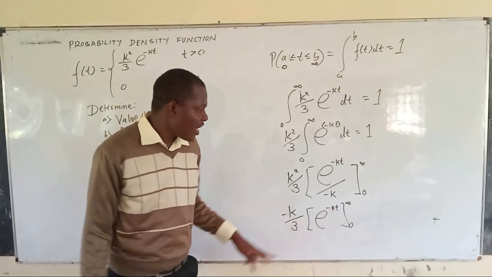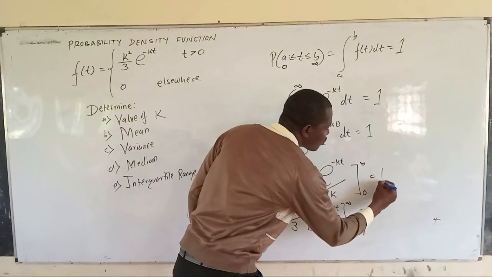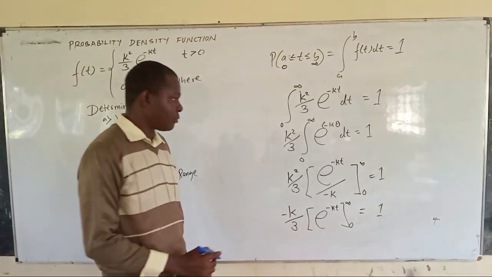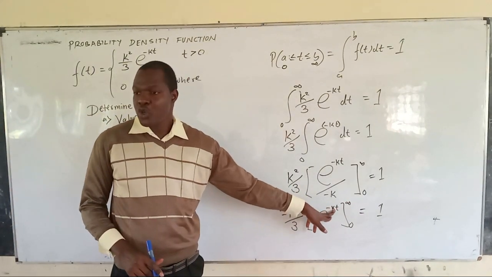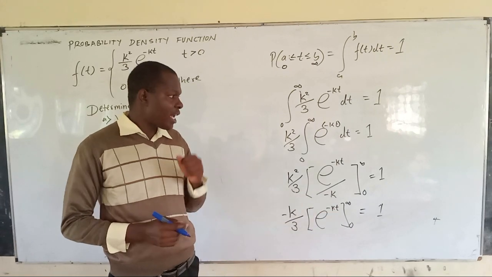So if you put in the limits, the whole of this is equal to 1. Now can you put the limits? When you substitute infinity here, what do you get?